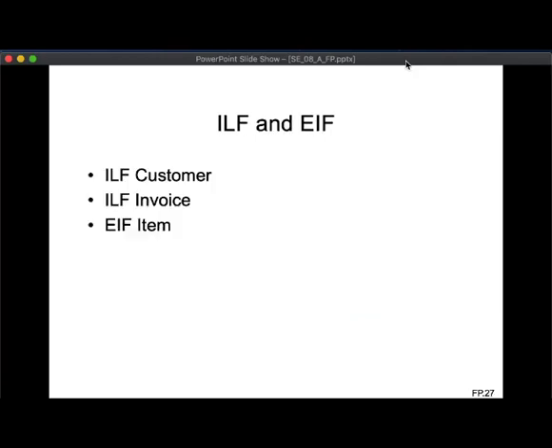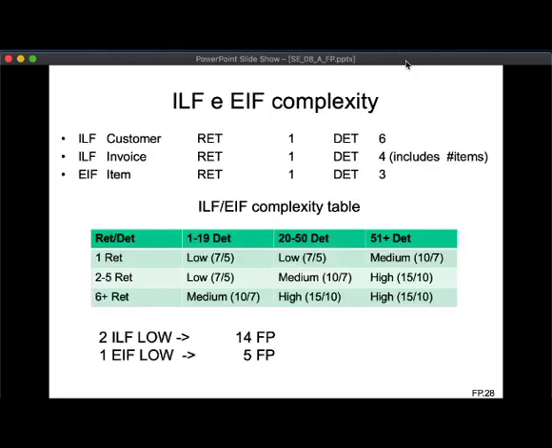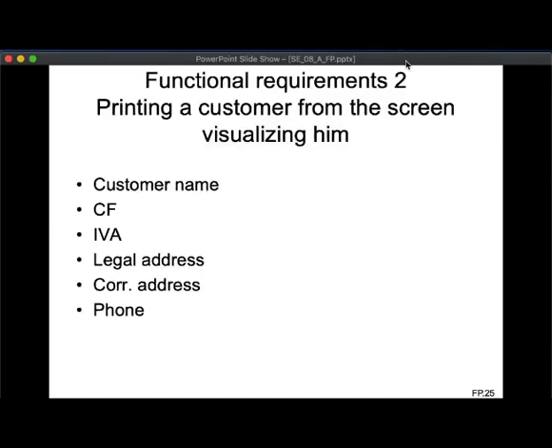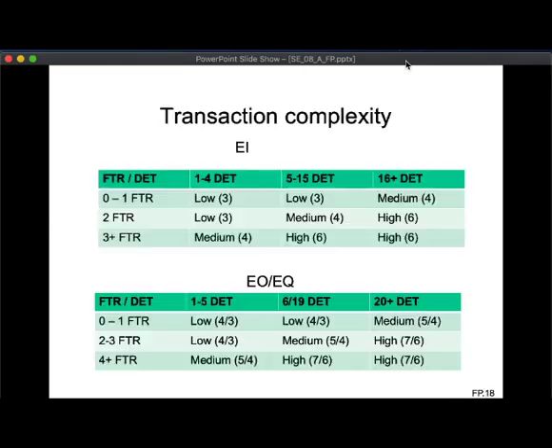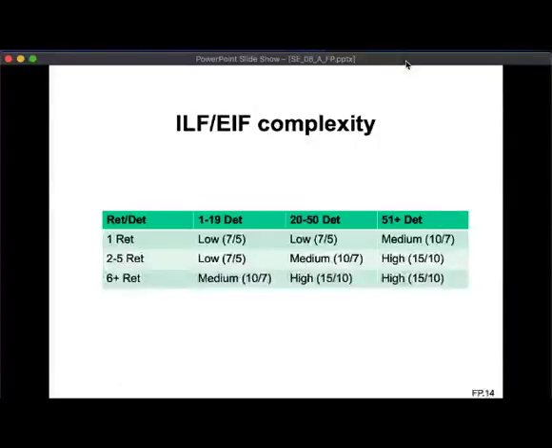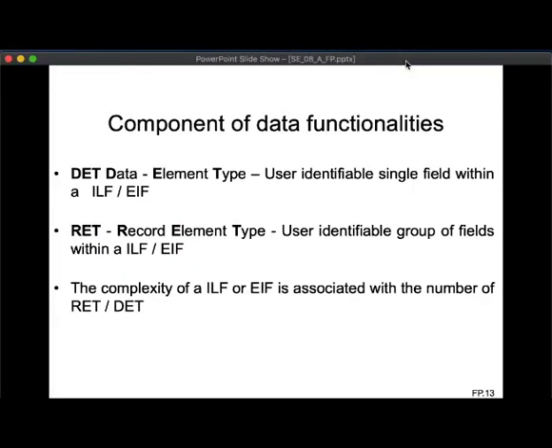So now let's start to evaluate the complexity of each of them. For the customer, how many records do you have? Remember the definition? A record element type is a user identified group of fields.